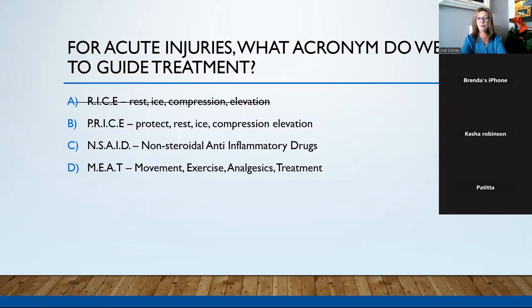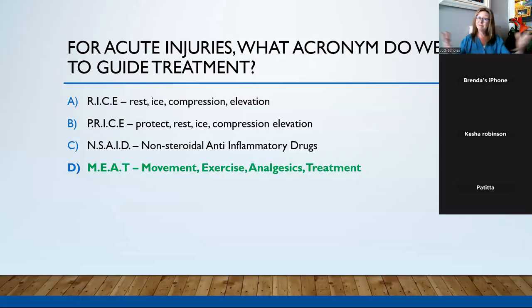We had a 99% success rate here. Best answer, meat. Where's the meat? We have the meat. Yes. So used to be price, used to be rice, but now it's meat. So we'll see how that goes on the MBLEx.